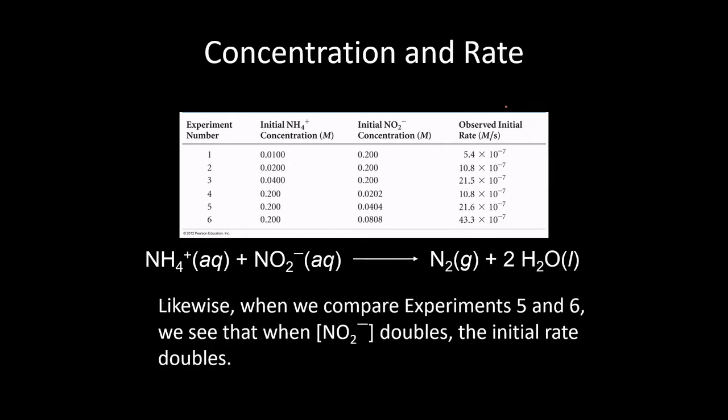Interesting. Likewise, if we compare 5 and 6, in this case the ammonium is the one that stays the same, and the nitrite is the one that doubles. So the nitrite goes from 0.0404 to 0.0808, and lo and behold, the rate once again doubles. So the nitrite, when it doubles, causes a doubling of the initial rate as well.